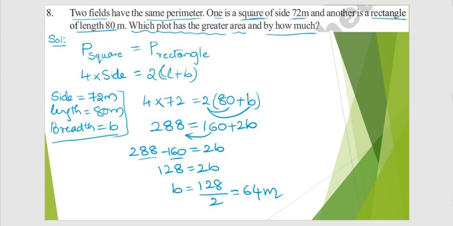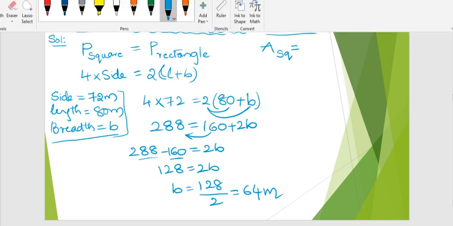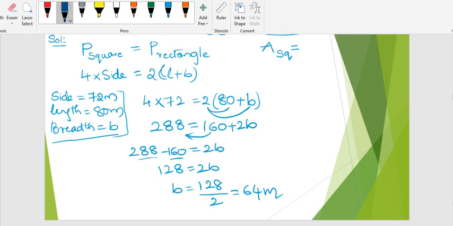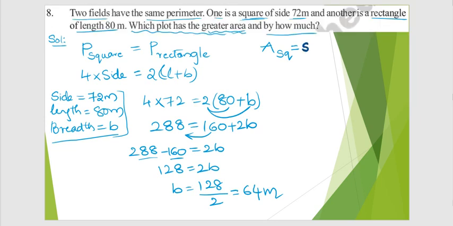Now what is he asking? He is asking you to compare the areas, right? So to compare areas, what should I do? I need to find out the area of the square. Next, area of square. So what is the area of a square? It is nothing but side into side, right?